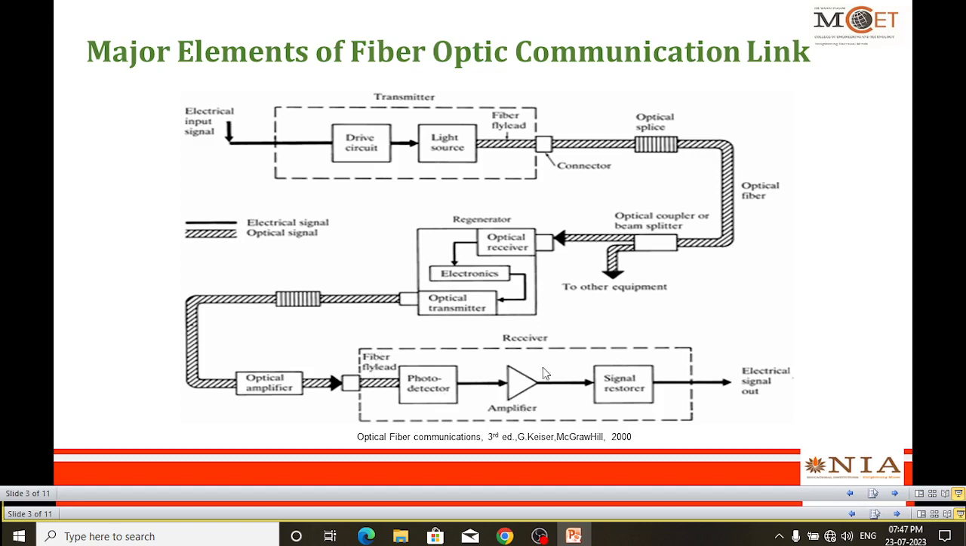There is some boost-up for this electrical signal. We use an amplifier, and finally the signal is restored. We are getting the same signal that was transmitted as the electrical input, and finally we get the electrical signal output. So these are the major elements of fiber optic components used for fiber optic communication.